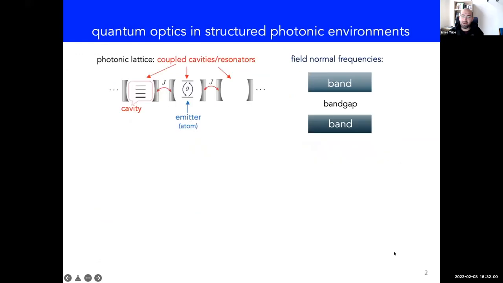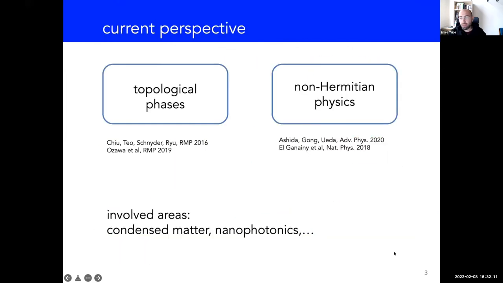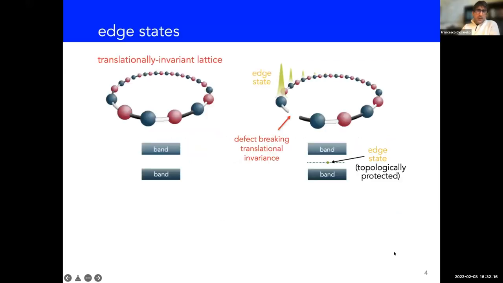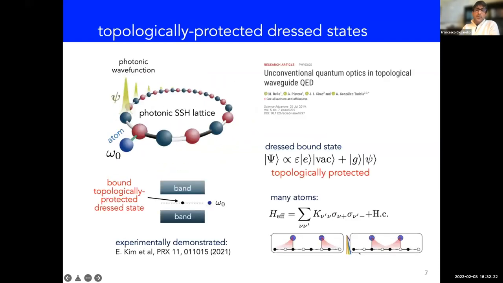Well, the bath in the first part is lossless, so just the normal frequencies without broadening. But probably this may reply to your question: I said that you see this physics if you tune your atom with the frequency right at the middle of the band gap. This is rather robust. You can see that in the weak coupling regime, if the band gap is large enough, this is rather robust to this condition.